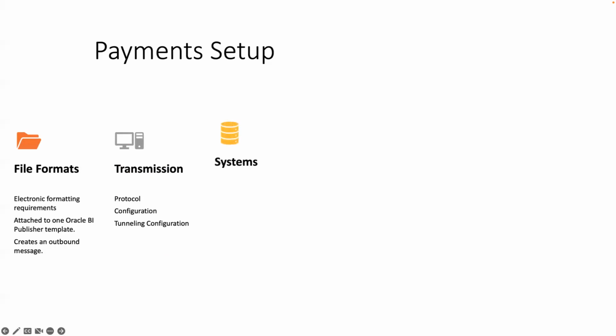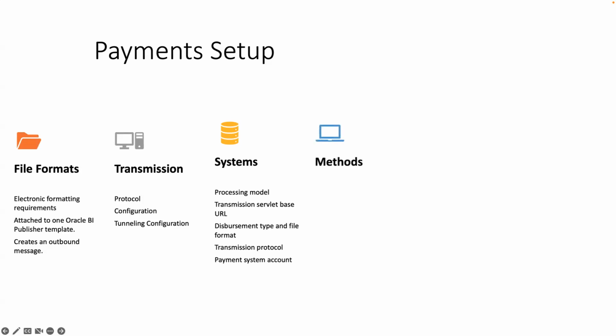And then you have the system, payment system. What is the processing model you're going to be using? What's the transmission protocol that you'll be using? So all that is part of the payment system setup. And then you have your payment method. Your payment method, you'll be looking at the type, how are you going to make the payment? Is it going to be electronic? Is it going to be SEPA? Is it going to be wire? And the bank will normally give you these payment methods, and you'll be able to use that to build what the output file is going to look like.